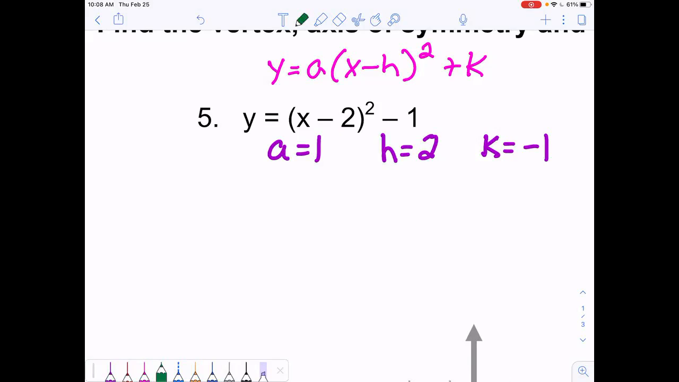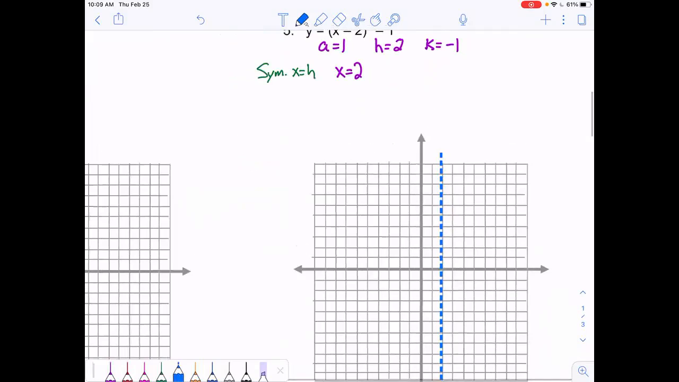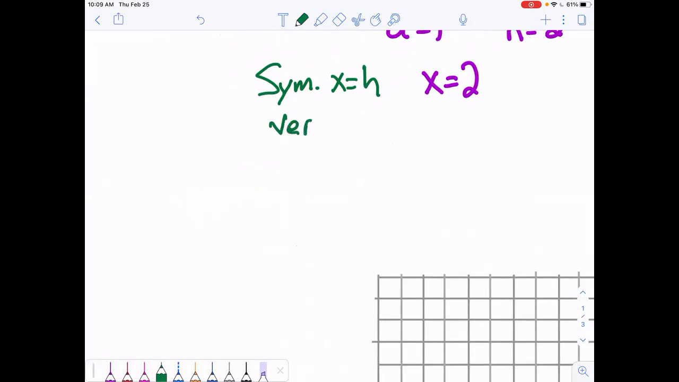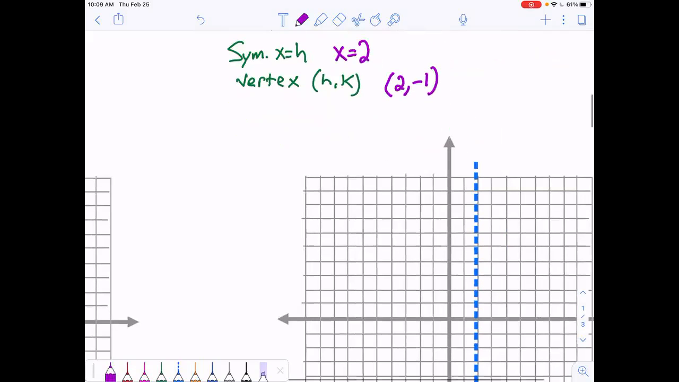So the first thing we're going to look at is our line of symmetry. If you remember, our formula for that is just x equals h. That's all. Emma already told us that our h is 2, so we're going to graph a dotted line on 2. Now we're going to find a vertex, and our vertex is our h and then our k. So Bill, what is our vertex here? 2, -1. You put a big dot at 2, -1.